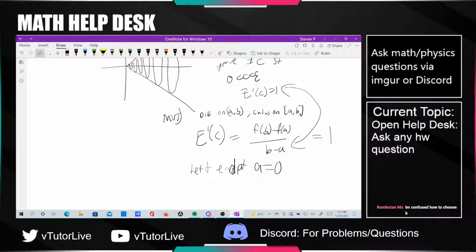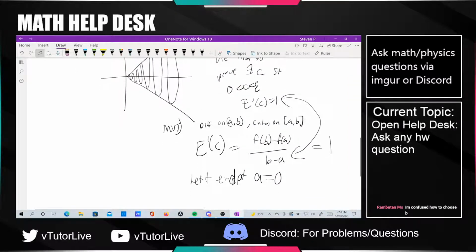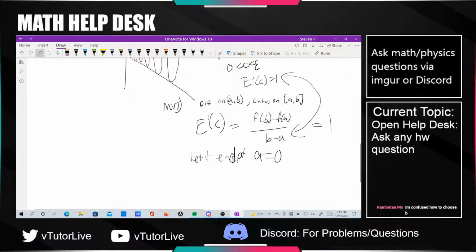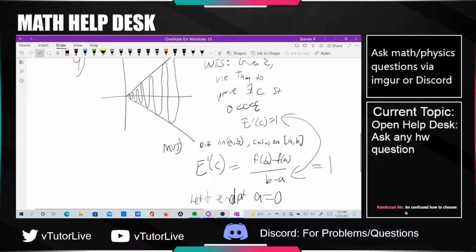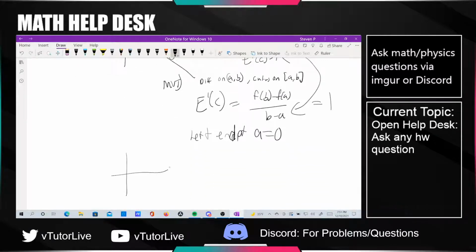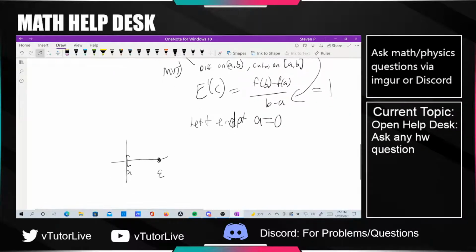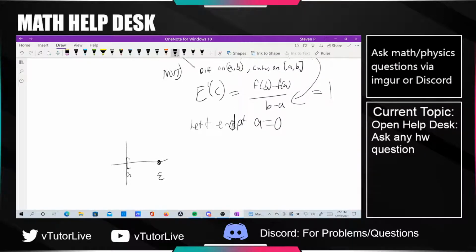Yeah, except for, are there even epsilons? Yeah, there are epsilons in this problem, but I don't think there are deltas. Well, the point here, how do I explain it? If the left endpoint is a, and you choose epsilon, we want to choose the right endpoint to be between a and epsilon, right?